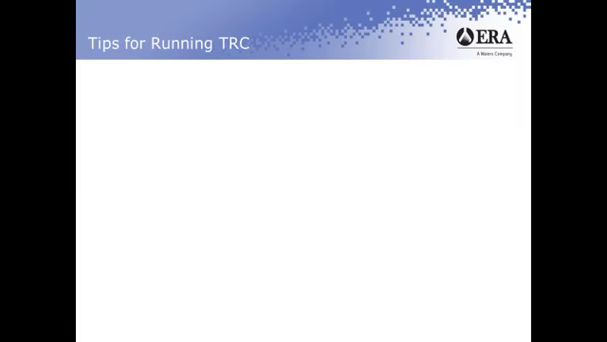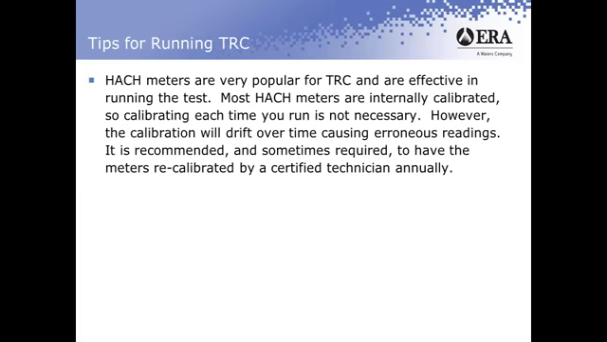The next thing I want to talk about is the Hach meters. Hach meters are very popular for TRC, and they're very effective in running the test. I've noticed in looking at the data from the DMR QA study that the majority of people reporting data for residual chlorine run the Hach meters with the DPD pillows. Most Hach meters that are in use today are internally calibrated, so calibrating the meter each time you run it isn't necessary.